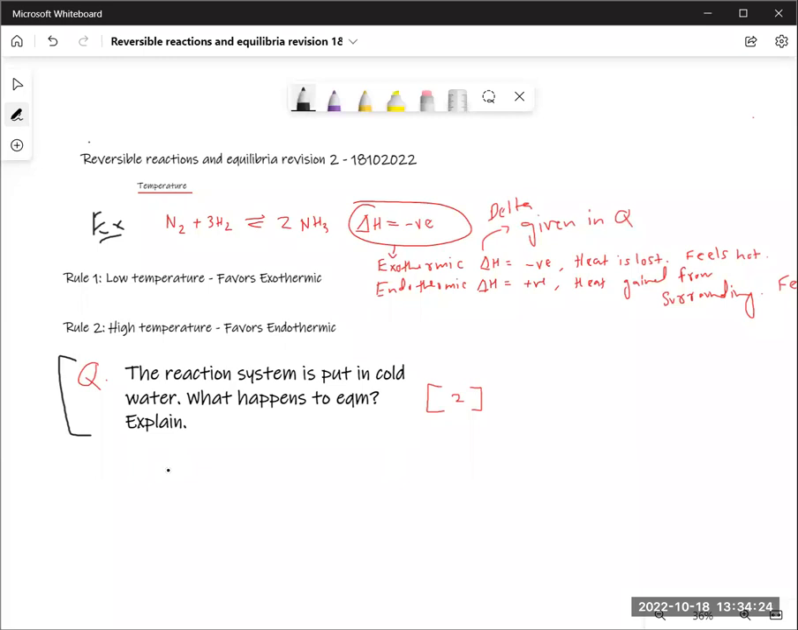That's correct. But if you can just mention Le Chatelier's principle, that will be enough. All right. Now we know that Le Chatelier's principle means that you are basically opposing a change. What is Le Chatelier's principle?